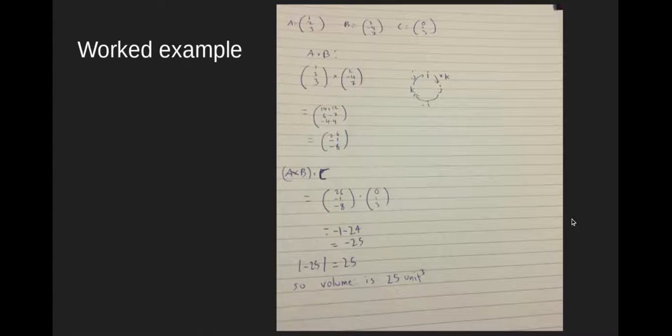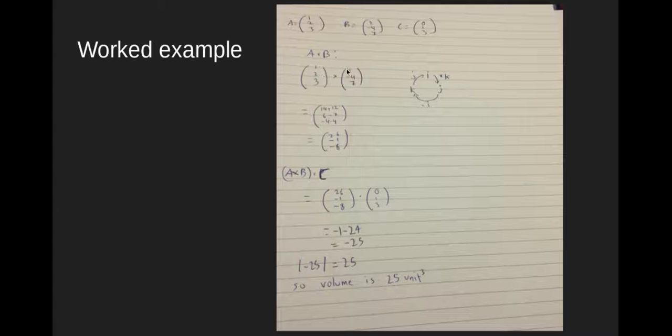This is a worked example that I used with three vectors A, B, C. Vector A over here is 1, 2, 3. It's i plus 2j plus 3k. Vector B is 2, minus 4 and 7, which is 2i minus 4j plus 7k. And vector C over here is 0i plus j plus 3k.